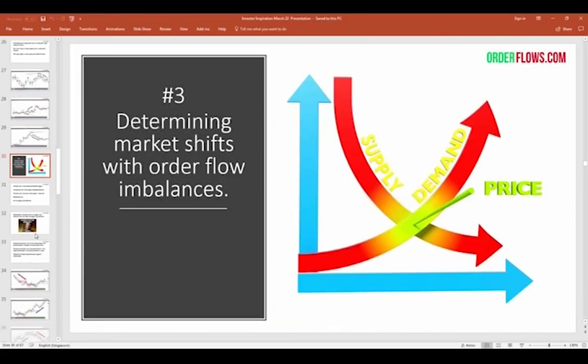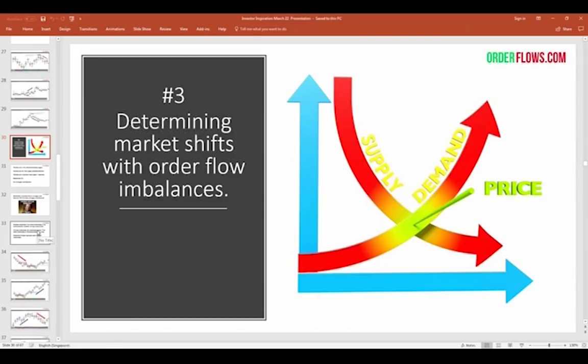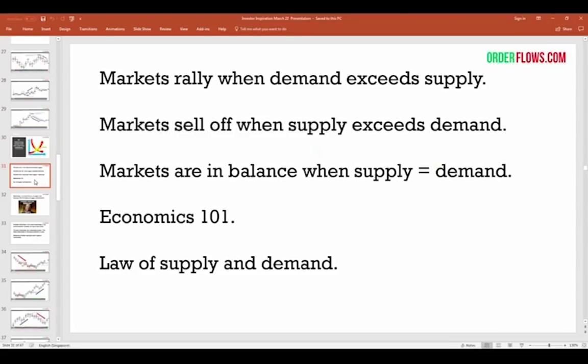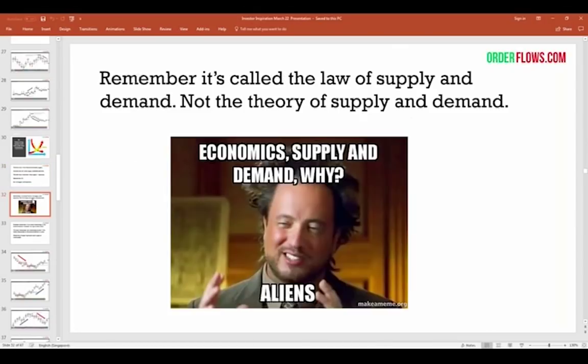Now, the third thing I'll talk about is determining market shifts with order flow imbalances, supply and demand. Markets rally when demand exceeds supply. Markets sell off when supply exceeds demand. More economics 101. If you've ever cracked open an economics book in college, you'll understand that. When markets are in balance, supply equals demand, right? People are happy to trade at a price of equilibrium, a price that everyone is happy with. And this is the law of supply and demand. And remember that. It's called the law of supply and demand. It's not the theory of supply and demand.